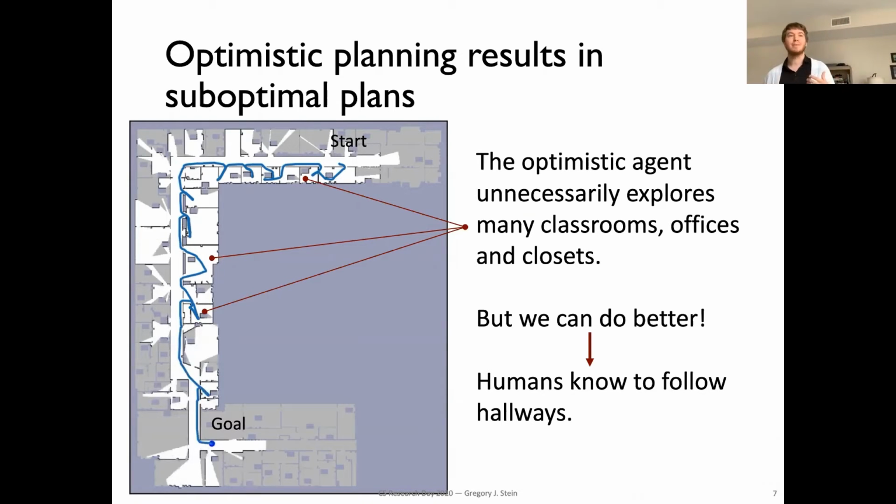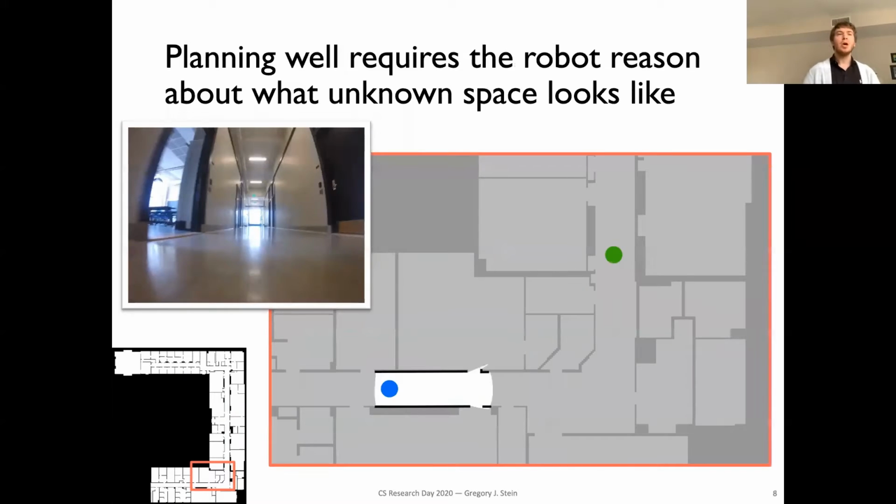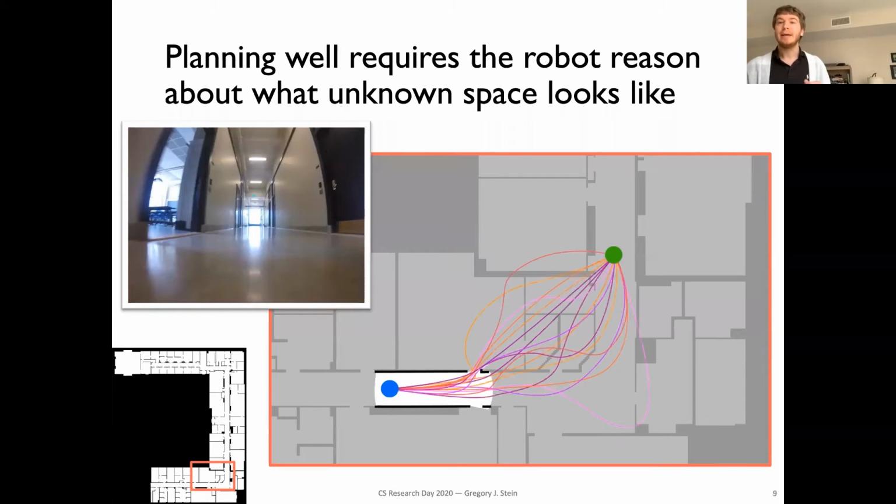Humans know to follow hallways because hallways are specifically designed with the intention of connecting faraway regions of space. So if we want the robot to replicate behavior like humans do, how do we do this? How do we encourage a robot to plan well? Well, the robot needs to think more critically about what unknown space might look like. In this case, it might plan many, many different trajectories based on what it thinks might be in the unknown space: occupied, unoccupied grid cells, walls, boundaries, dead ends, etc. And it might plan many different trajectories and imagine, in addition to that, how its plan might change once it actually enters unknown space and reveals more of the environment.